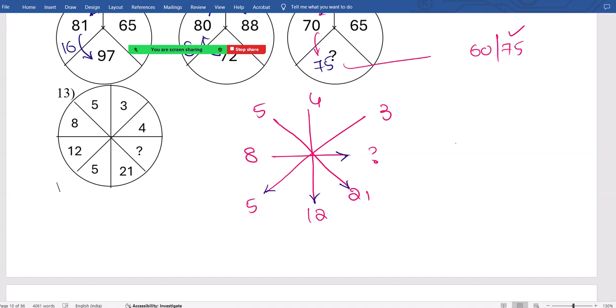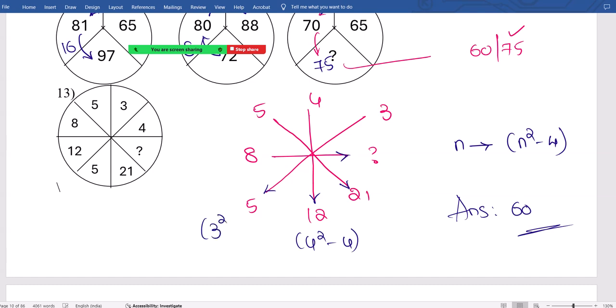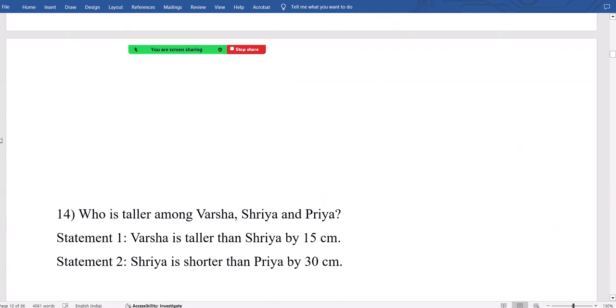Here the logic is n relates to n square minus 4. Do squaring and subtract 4. Answer is 60. 8 square minus 4. This is 4 square minus 4. This is 3 square minus 4. This is 5 square minus 4. You are doing square and subtracting 4. So the logic: n relates to n square minus 4. Right. Now see the next one.